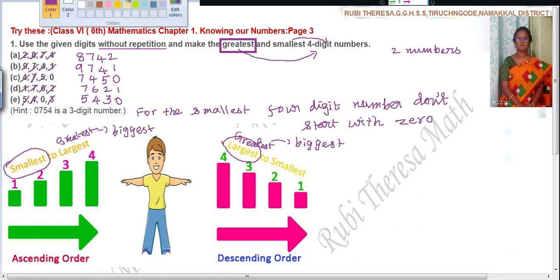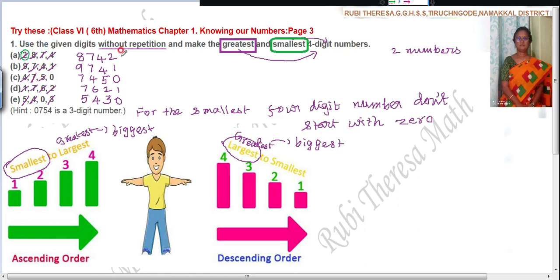Next one is what? Smallest 4-digit number. Smallest means what I told you, ascending order. From the smallest you have to go. Least number. So in this, listen, let me round it. Which one is the smallest number here?